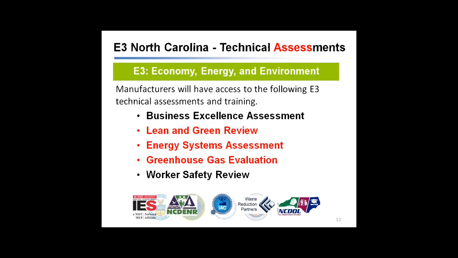And one of the things that we've done with the E3 program is we've built in a lot of flexibility, again, specific to the community and the community's issues, challenges, and priorities. There's a lot of flexibility to customize E3 to meet those needs. So, for example, in North Carolina, they took the basic E3 technical assistance requirements, which are lean and green review, energy review, greenhouse gas emissions, and they've added 2 pieces. So they've added a business excellence assessment, which is being provided from their Small Business Development Center.